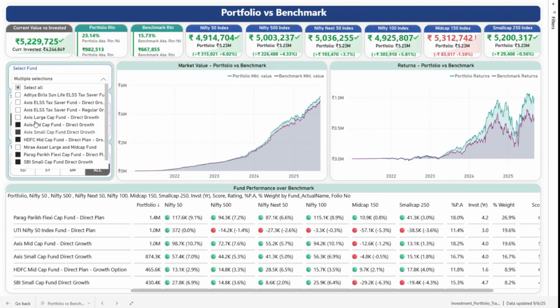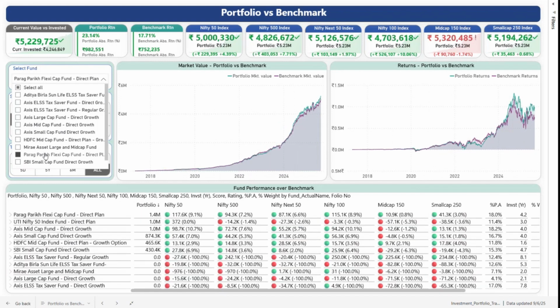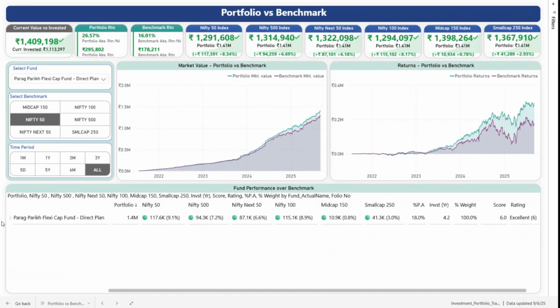You can even check the consistency for an individual fund. Let's say I take the example of Parag Parikh Flexi Cap Fund. If I take Parag Parikh Flexi Cap Fund, I'm able to beat Nifty 50, Nifty 500, all the indexes. So basically, I'm able to beat all six index funds. That's the reason it is reflected in green color, and I can see this fund versus Nifty 50, Nifty 500, and then any other index.